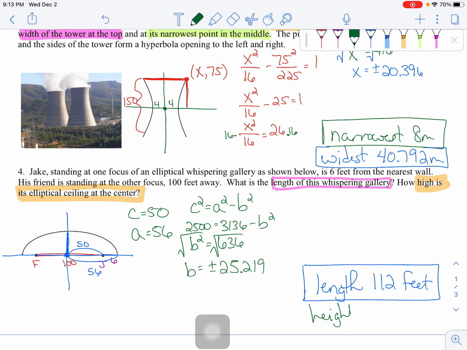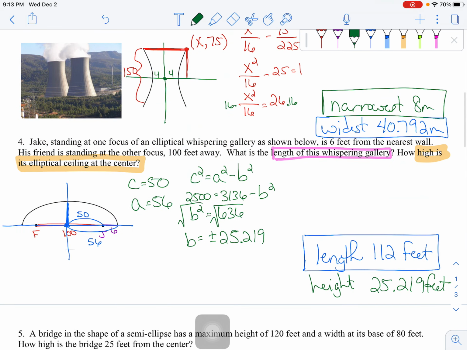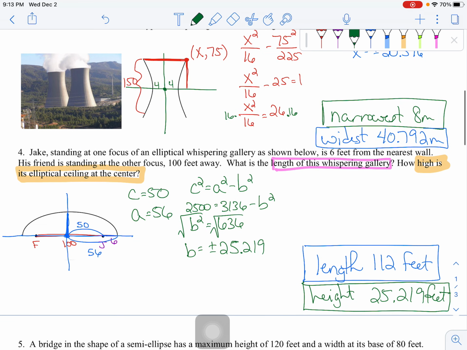So for this particular problem, you can tell me the height is 25.219 feet. Whoops. Do that again. There we go. Since I'm writing right at the edge of the page. One thing with the rounding part is if there are rounding directions in any given problem, follow whatever the rounding directions are. For these, I've been kind of just messing around with either 2 or 3 decimal places.